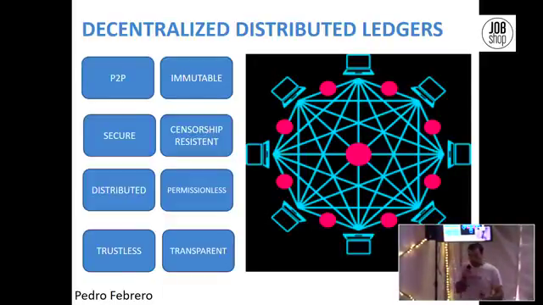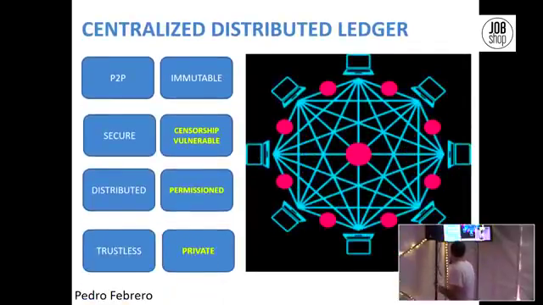Now we're going to speak about the centralized ones, which are mostly used for businesses. So, obviously, some properties are very similar, although some others are completely different. They're also peer-to-peer, immutable, and secure, okay, for the same reasons, but they are permissioned, because you need to ask for permission, and they're censorship vulnerable, because they can block your actions within the network.